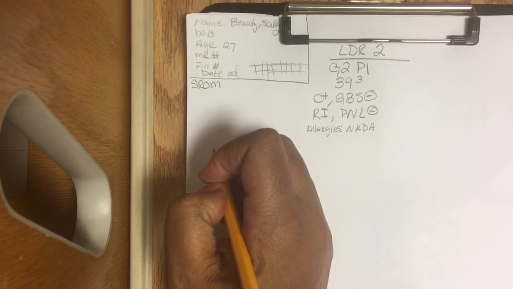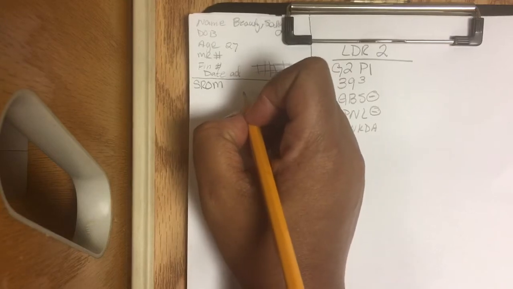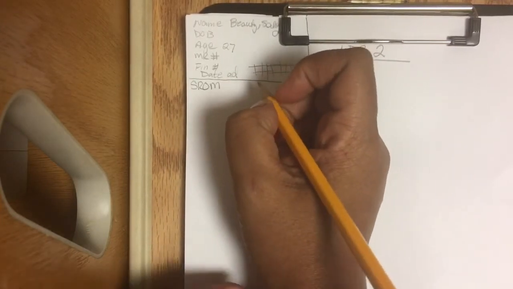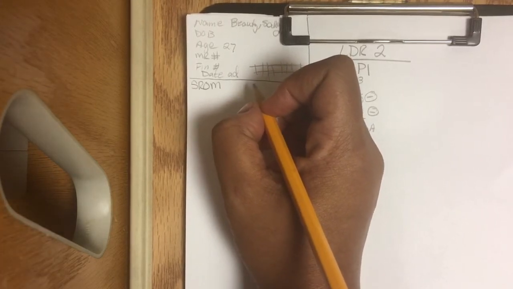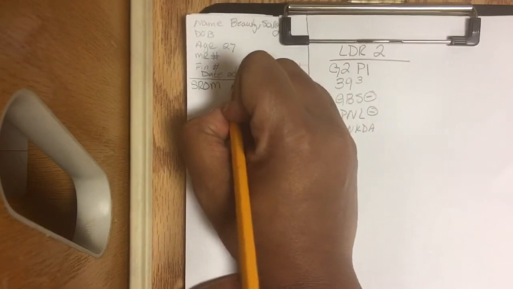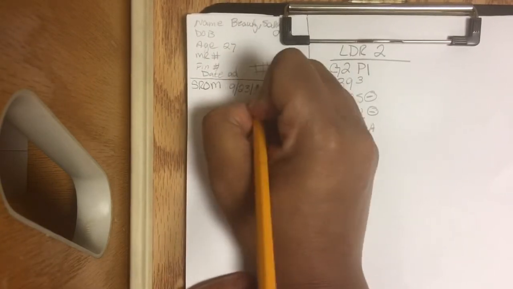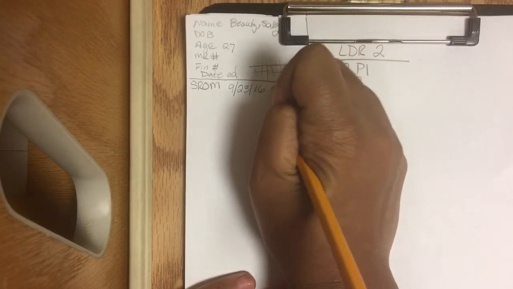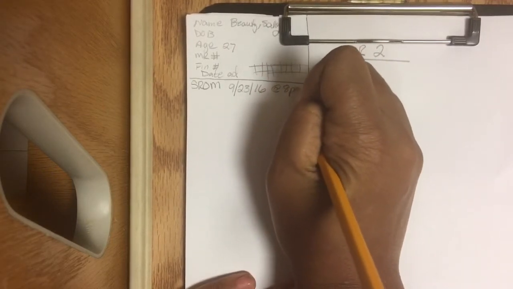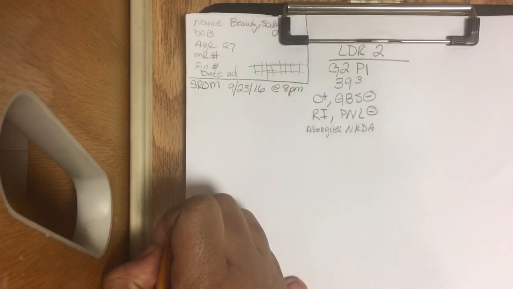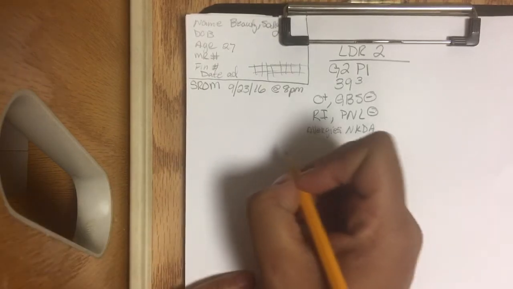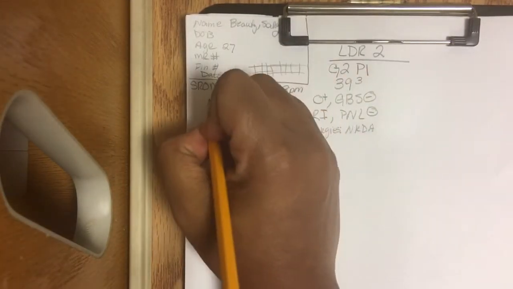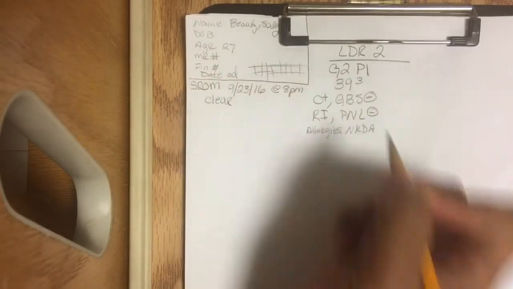Now, when someone breaks their water, we need to know when it broke. So let's say she broke her water on 9/23/16, and at what time? Could be 8 p.m. Now we need to know what color it was. Was it clear? Did it have a green tinge to it? Was it bloody? So we need to know that status. Let's just say it was clear and there was no odor to it.